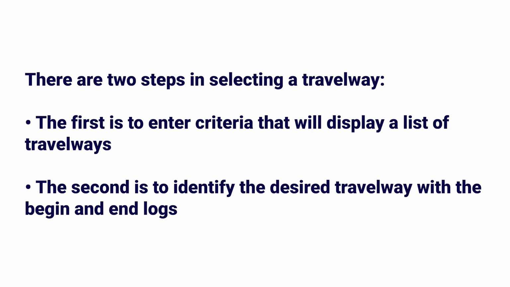There are two steps in selecting a travelway. The first is to enter criteria that will display a list of travelways. The second is to identify the desired travelway with the begin and end logs.